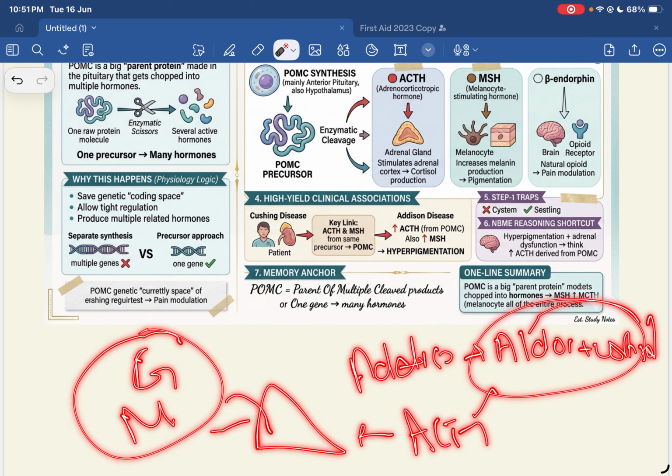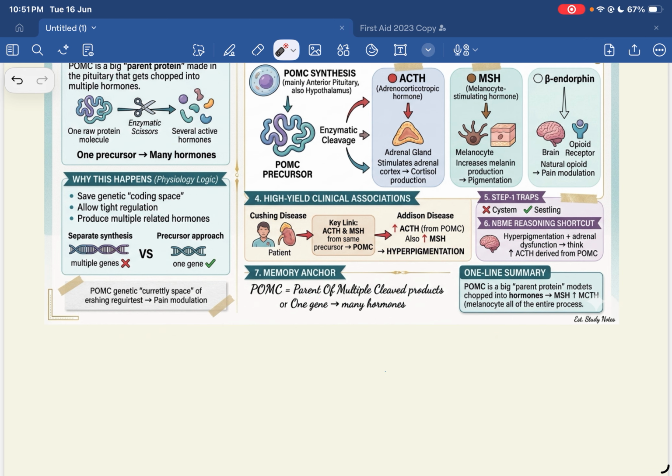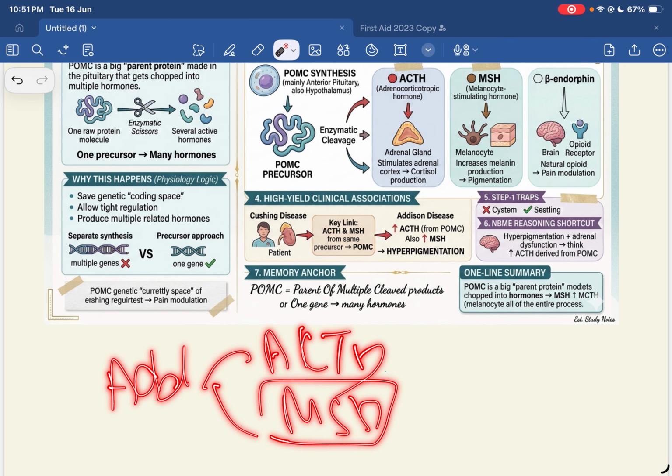So when ACTH increases, this means that it is derived from the same protein which also produces MSH, melanocyte stimulating hormone, and beta endorphins. So now why is there hyperpigmentation in Addison's disease? Because alongside ACTH, melanocyte stimulating hormone is also being produced. So that's how you're going to be solving the questions.